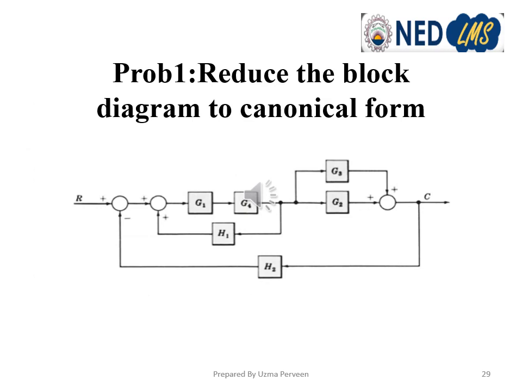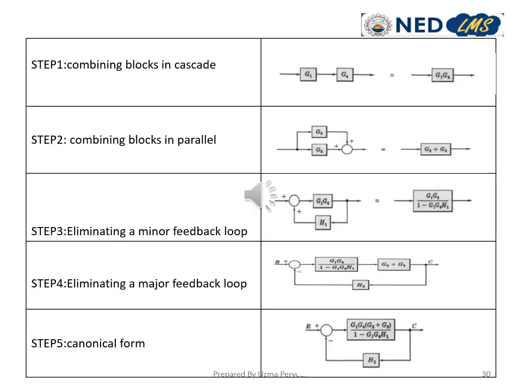Now we'll see the first problem. Reduce the block diagram into the canonical form by using the reduction techniques. In this problem, first we see here that G1 and G4, these two blocks, are in cascade. So we multiply them using the first transformation, and it will convert into a single block G1 G4.